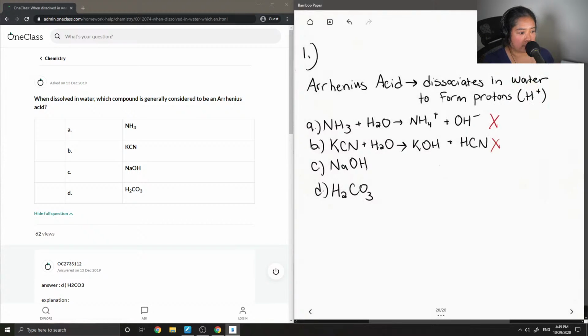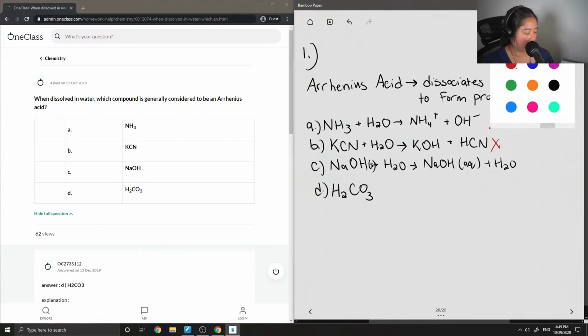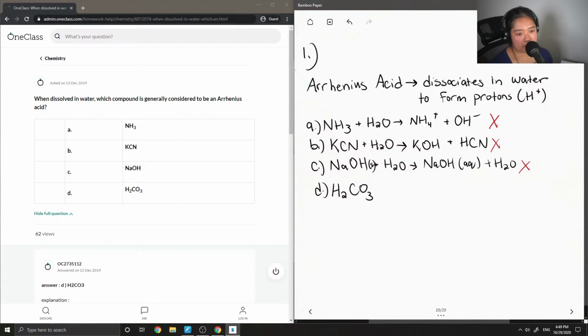When we have sodium hydroxide, you actually just get NaOH aqueous, like if this was a solid, plus water as well. So it's not sodium hydroxide either. Plus everyone knows that that is like a very popular base. So now let's look at our last answer.